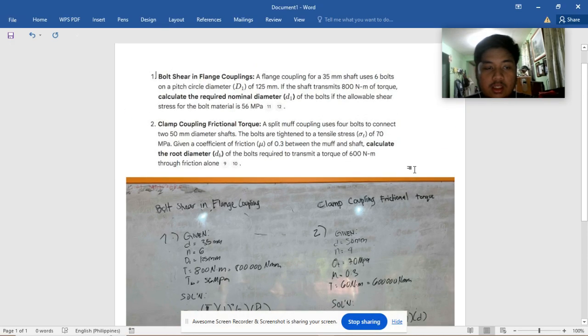Second question, a clamp coupling frictional torque. The question is: a split muff coupling uses 4 bolts to connect a 50 millimeter diameter shaft. The bolts are tightened to a tensile stress of 70 MPa. Given a coefficient of friction of 0.3 between the muff and shaft, calculate the root diameter of the bolts required to transmit a torque of 600 Newton meter through friction alone.